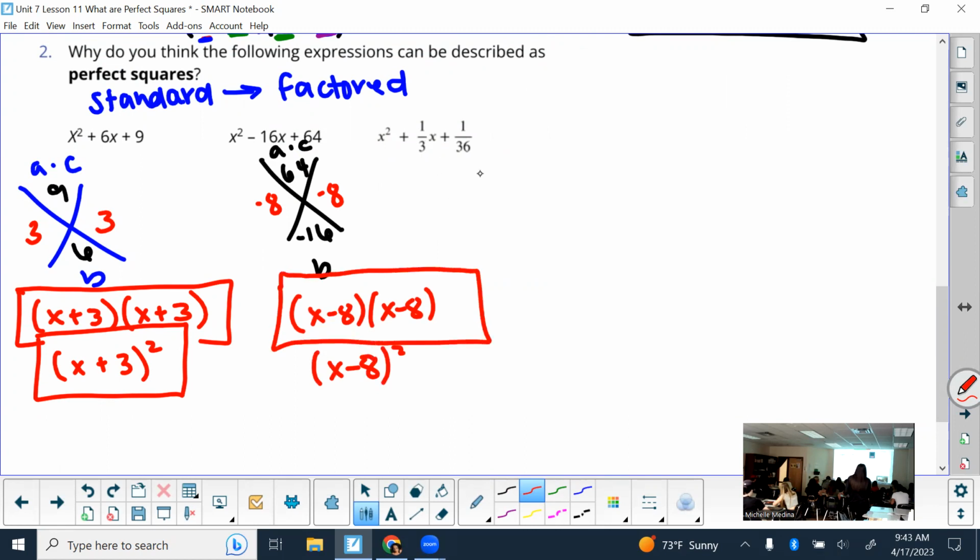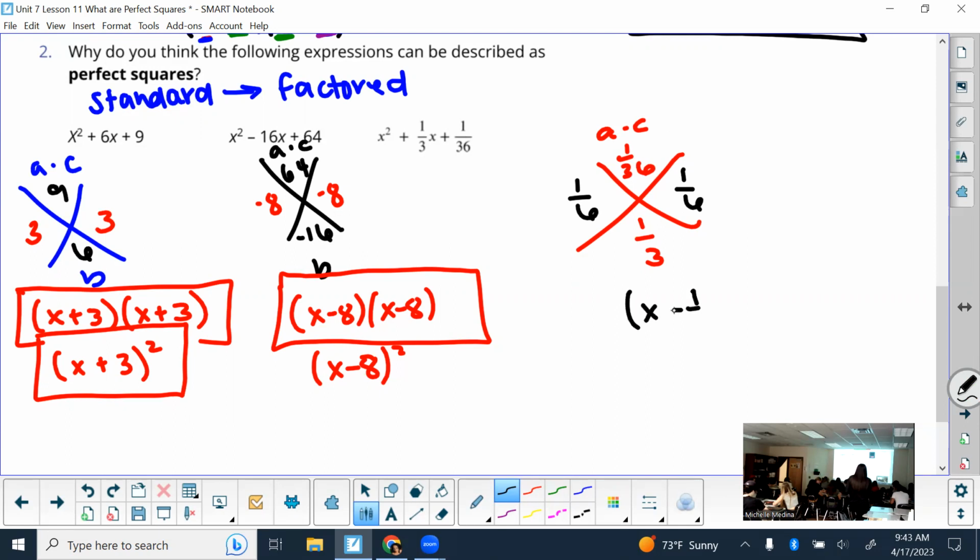The fraction's a little harder to do, but it is still possible. So something that multiplies to 1/36 but adds to 1/3, I'll just tell you for time purposes, is 1/6. So then this one ends up being x plus 1/6 times x plus 1/6. Or write it as a square.